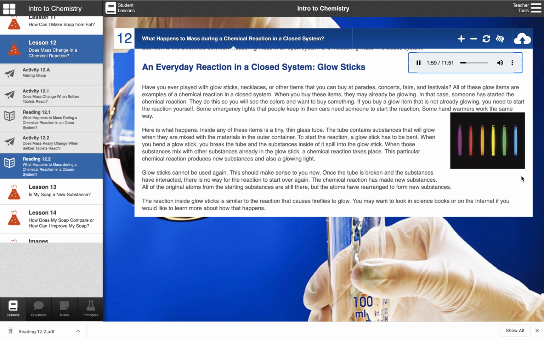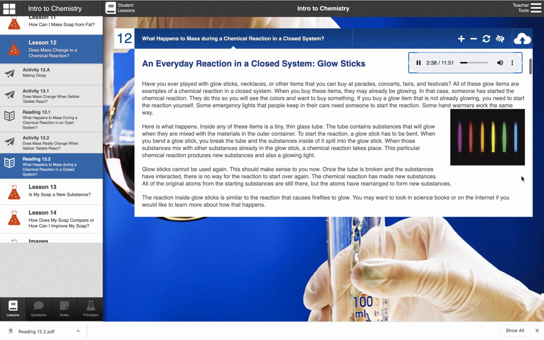Here is what happens. Inside of these items is a tiny thin glass tube. The tube contains substances that will glow when they are mixed in with the materials in the outer container. To start the reaction, a glow stick has to be bent. When you bend a glow stick, you break the tube and allow the substances inside of it to spill into the glow stick. When those substances mix with other substances already in the glow stick, a chemical reaction takes place. This particular chemical reaction produces new substances and also a glowing light.